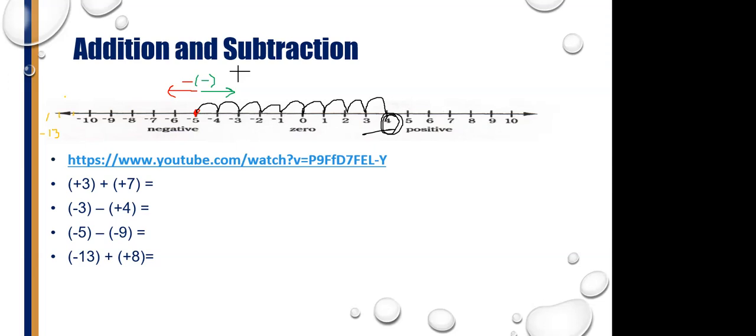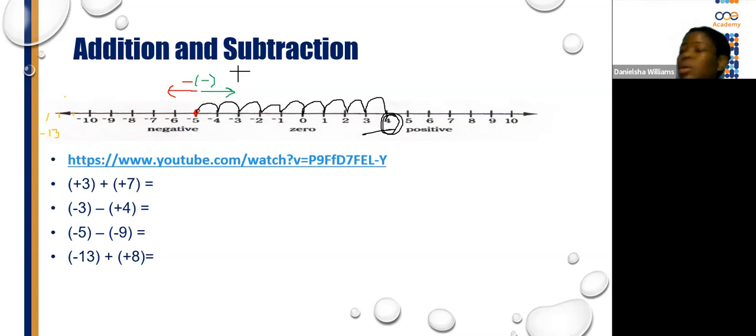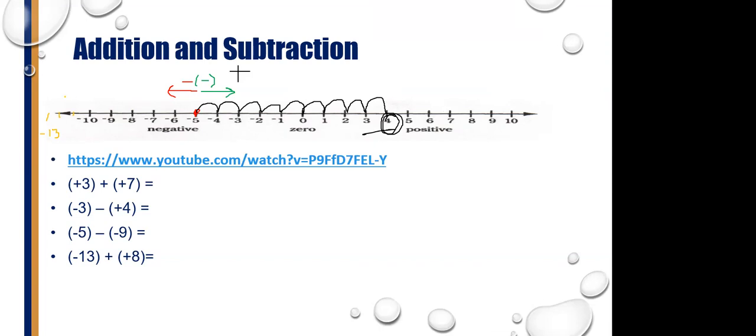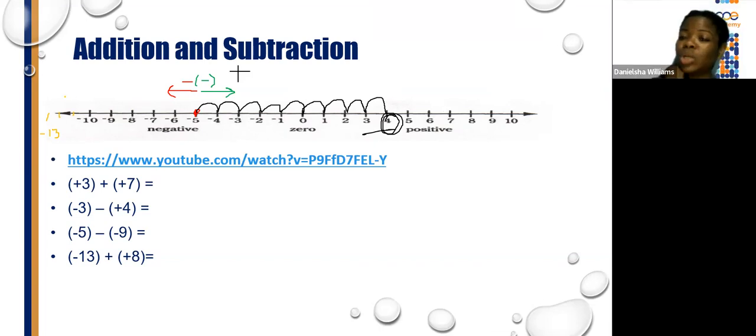Miss, to the left. When we're adding to the left, are you sure? Oh, no, no. Yeah, yes, miss. To the left, you sure? When you're adding, do the numbers get larger or they get smaller?